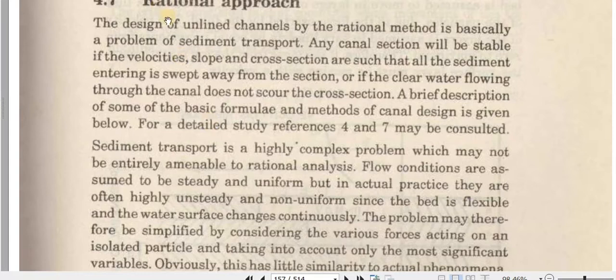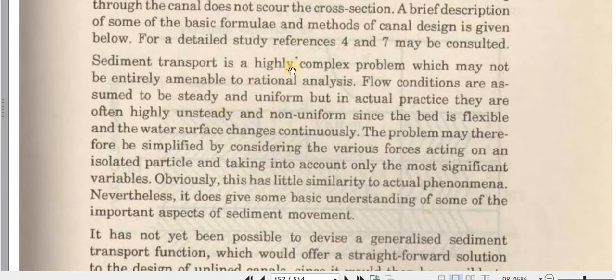In the rational approach, the design of an alluvial channel by the rational method is basically a problem of sediment transport. Any canal section will be stable if velocity, slope, and cross section are such that all the sediment entering is swept away from the section, and clear water flowing through the canal does not scour the cross section. Sediment transport is a complex problem which may not be entirely amenable to rational analysis.